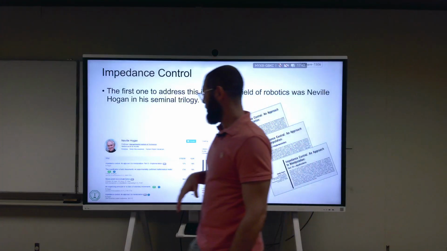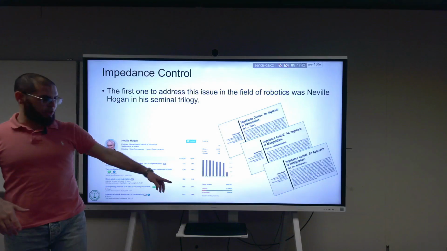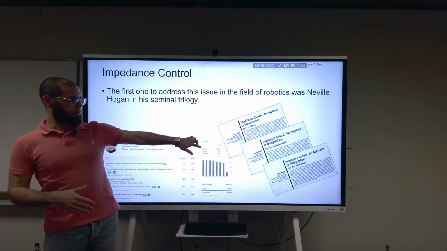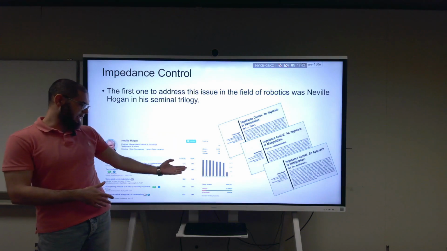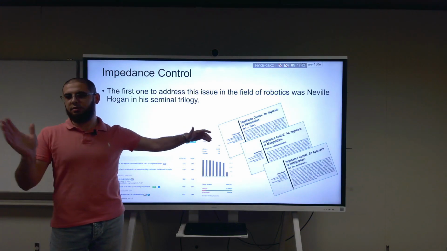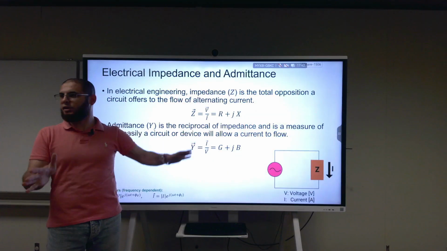Okay? By the way, these are citations from last year. I forgot to update them. So you can check out, they definitely increased. So this one paper has 7,000 citations. Okay? And everyone in robotics should know about them.